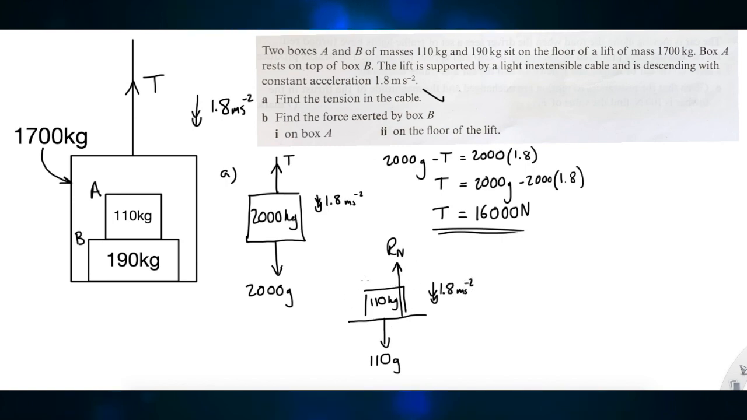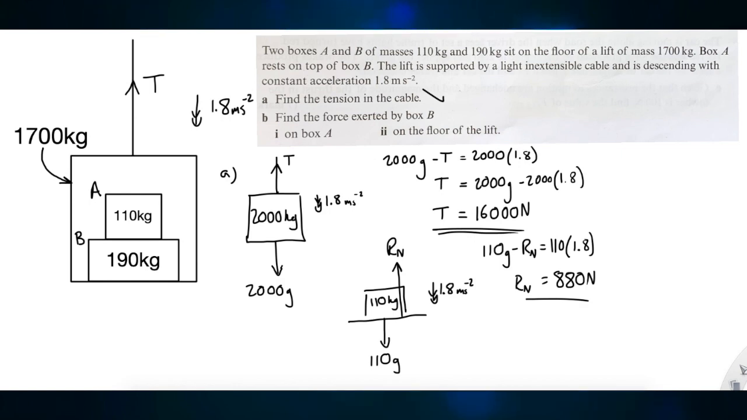Okay, so just looking at this situation, we can write this as 110 G minus Rn equals 110 multiplied by 1.8. Notice how it's very similar to what I did in the first place, but just focusing on this particle here as opposed to the whole system. Okay, and this gives me a reaction of 880 newtons.